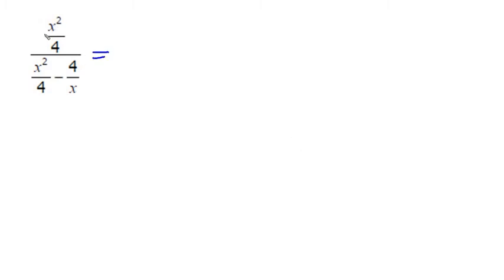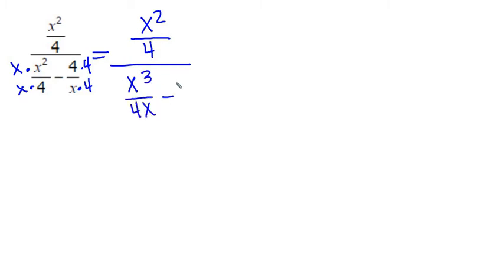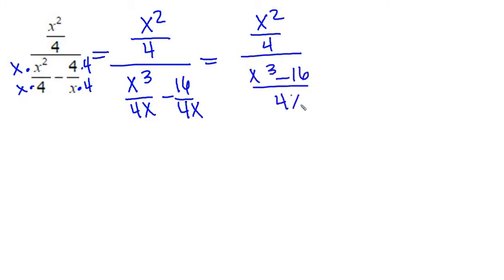So this time we have a single fraction in the numerator, so I don't have to touch it. I'm going to leave it just the way it is, but I have to get that single fraction in the denominator. So notice they have nothing in common, so I'm going to give the first fraction an x and the second fraction a 4. So I have x cubed over 4x minus 16 over 4x. So I have x squared over 4 all over x cubed minus 16 over 4x.